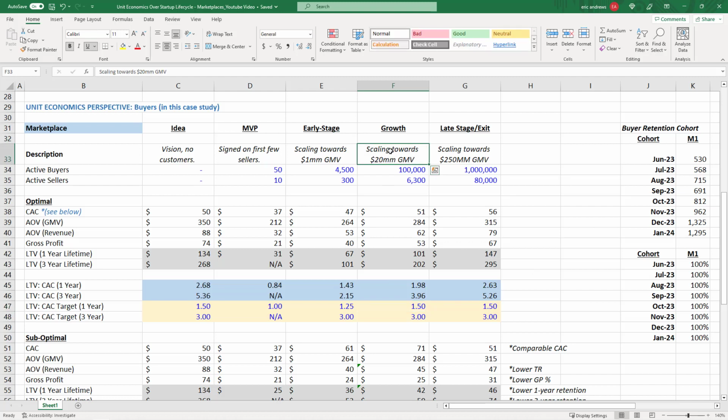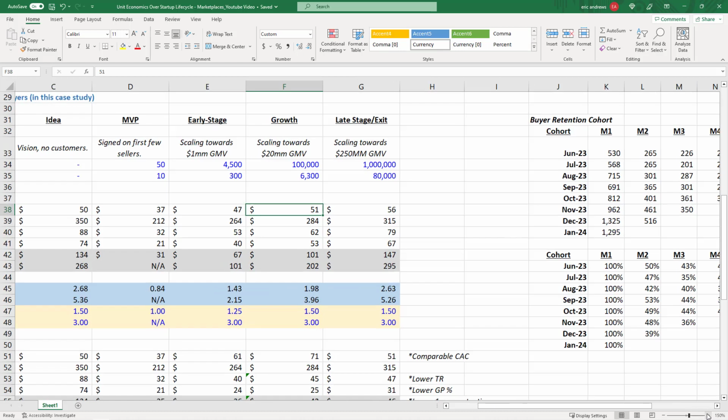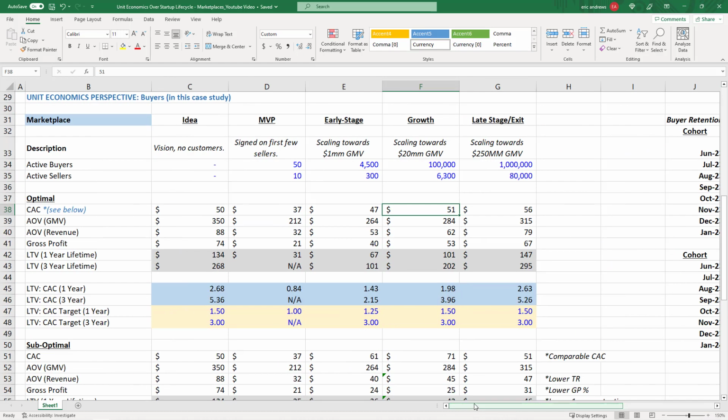So in growth phase, now we're scaling towards 20 million in GMV. We probably raised some money at this point. Now we have 100,000 active buyers, 6,300 active sellers. Our CAC is up to $51, so it's increased a little bit. But the good news is our AOV has gone up, our revenue has gone up. Now our take rate is 22% of revenue, and our gross profit is now $53 per order.